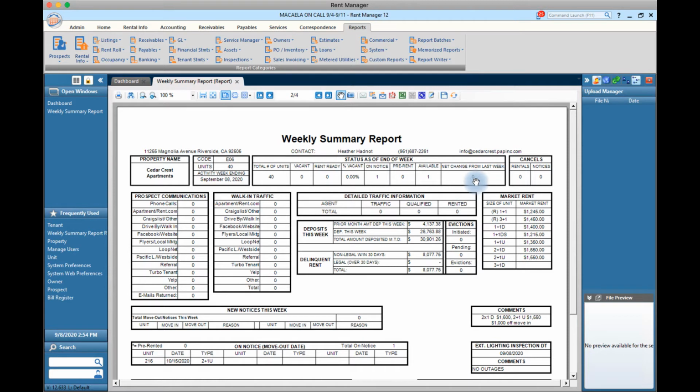A -1 could also come from a canceled notice. So if someone decides that they want to stay, that is actually a good thing. One less unit on the market. So any negatives is actually a positive.